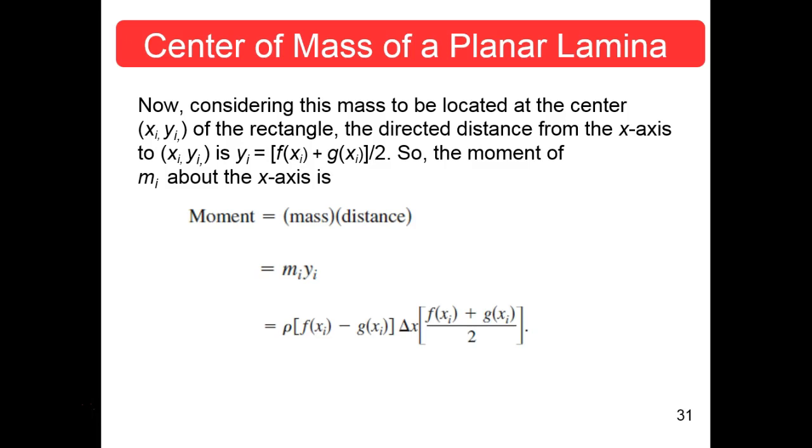Okay. Now, considering that mass to be located at the center of mass, x sub i, y sub i of the rectangle, the directed distance from the x-axis to x sub i, y sub i would be y sub i from the x-axis, which is the average of those two. Okay? The average of the two.